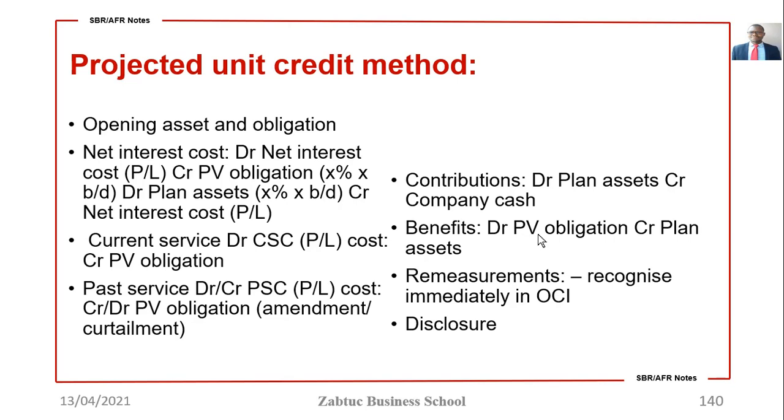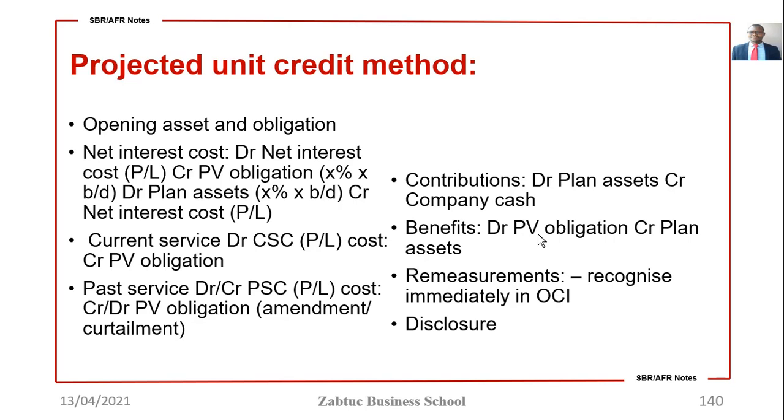There might be some changes to the way that we compute benefits that could be backdated, and that could result in past service cost, which needs to be accounted for. How do we do that? Again, we follow the same route. Like in the above, we debit past service cost in the profit or loss, and then we credit the present value of the obligation. When the company makes contribution out of what the workers have given in form of labor, we must debit plan assets, all right, and then credit company cash, meaning that the cash of the company is reducing and the plan assets are increasing.